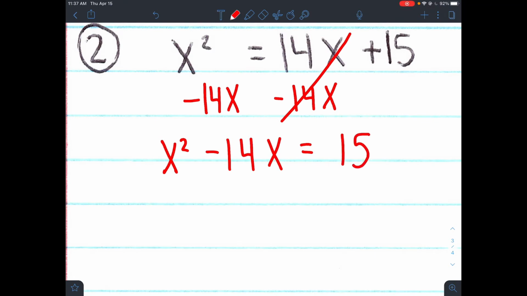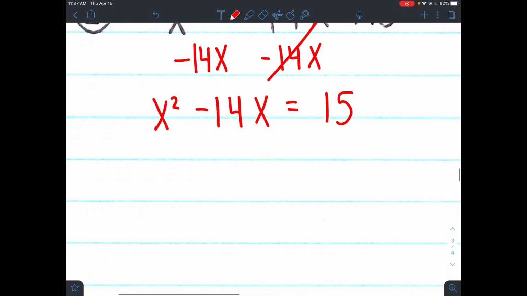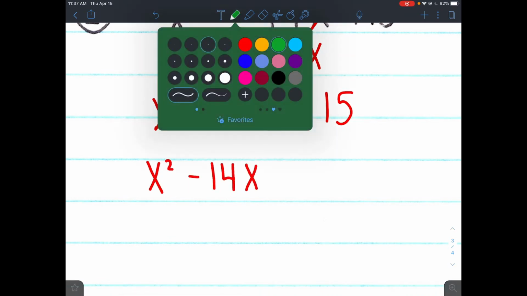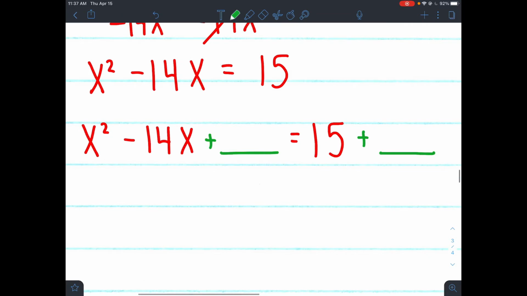All right, so it's in our form that we want for completing the square, right? We want our variables on one side, numbers on the other. The second step is to create those blanks. So now I have x squared minus 14x plus blank equals 15 plus blank. Remember we have a blank on both sides because anything you do to one side you have to do to the other side.